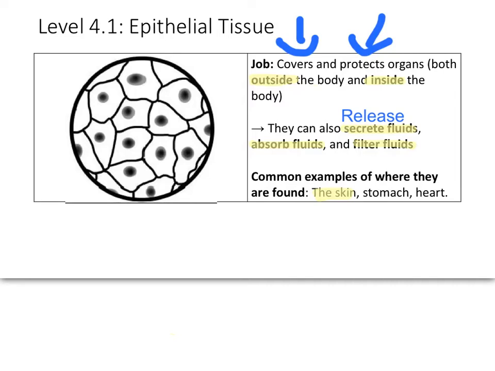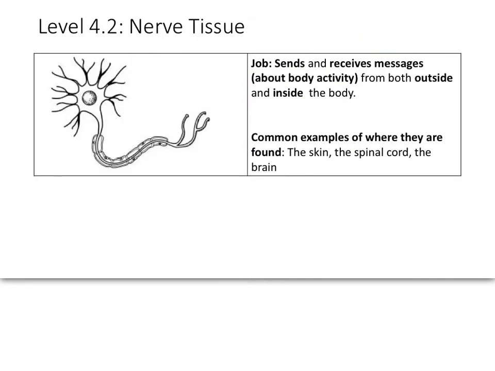Now we're going to move on to our second type of tissue. These guys, they're our nerve tissue, and they're also extremely important. They are our messengers. They send and receive messages from both outside and inside the body. A good way to think of your nerve tissue is that they're basically like a telecommunication system.